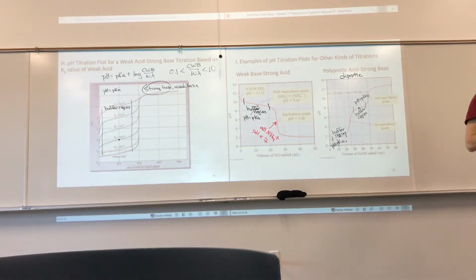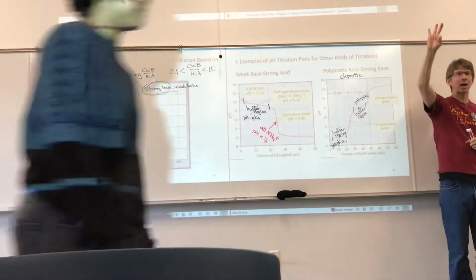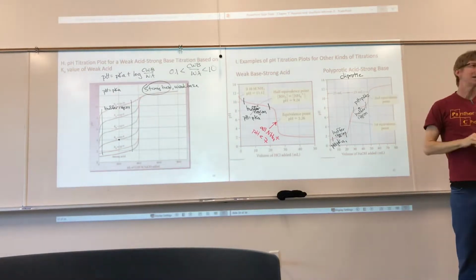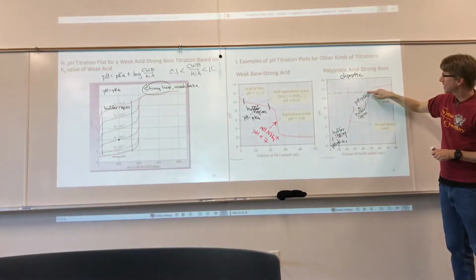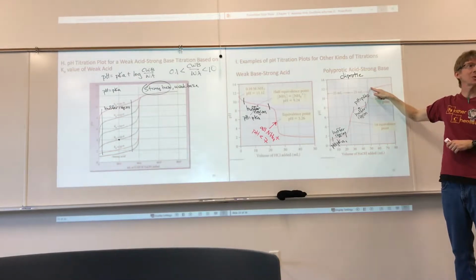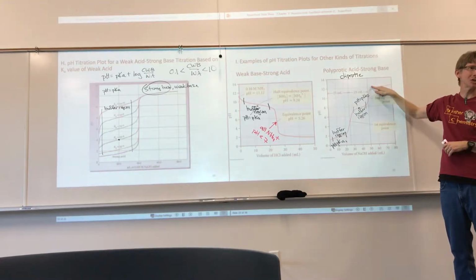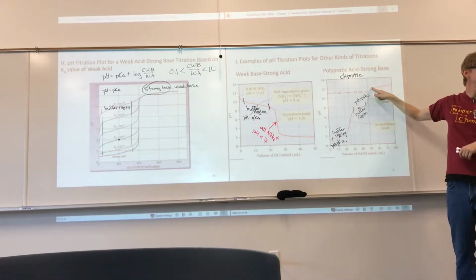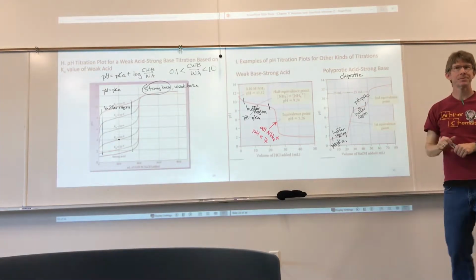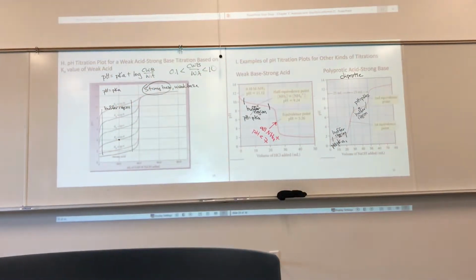And in lab, we'll actually do phosphoric acid. Phosphoric acid is a triprotic. It turns out that the third one has a Ka3 that is so small that you won't be able to see it. So phosphoric acid will act like a diprotic only because its Ka3 is so small. Any questions about that?